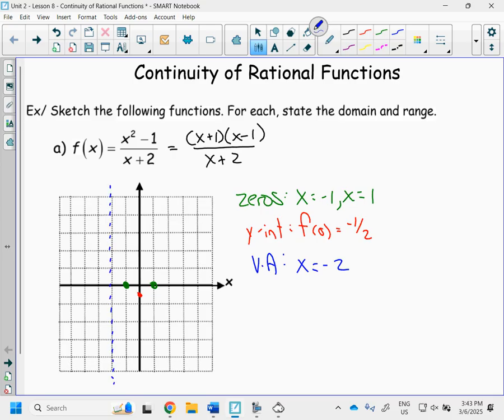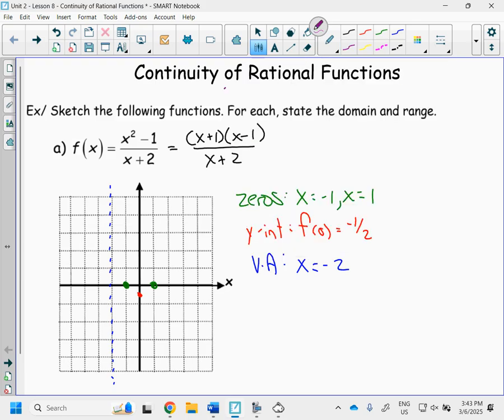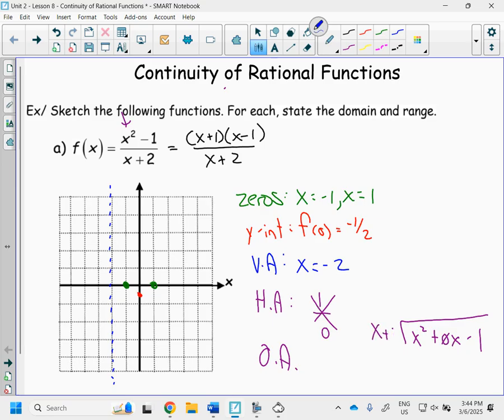Okay. Thinking about our horizontal asymptote next. So the largest power of x that I see is my one on the top. So if I think about that as x squared is my biggest power, I've got 1x squared on the top, but no x squared on the bottom, which tells me there's no horizontal asymptote. This is an oblique asymptote question. And to do oblique, we got to do some long division. So x squared, there's no x's, so put your placeholder in. -1 divided by x plus 2.